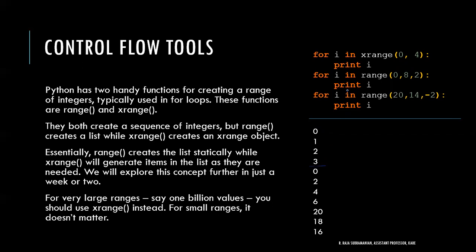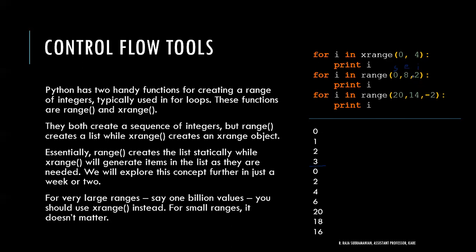Next I say for i in range, where start is 0, end is 8, and next I have another parameter here, which is actually the increment. How much increment I need to make. So you need to increment the start. By default, the increment value is 1. So only in the first case, when it is 0, 4, the third parameter is by default 1. So you are getting 0, 1, 2, 3, incrementing by 1.